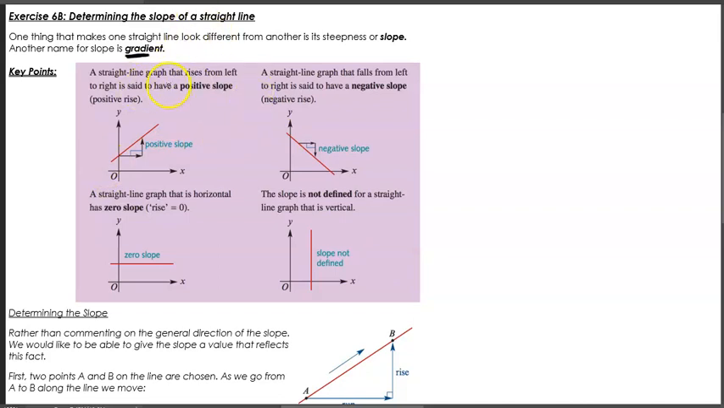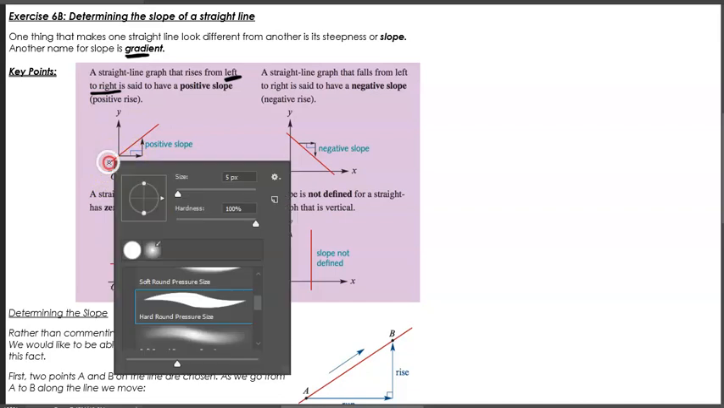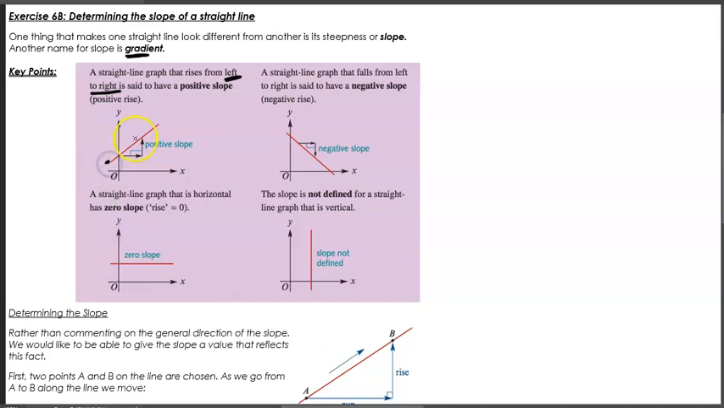So, a straight line that rises from left to right. This is a very, very important feature because a lot of students tend to get confused in regards to the direction. A straight line that rises from left to right is said to have a positive slope. With this example here, if we look from this point, the starting point over here, to the end point, which is here, from left to right, you can see that it is going higher across the page. As we go across to the right, we are going up.